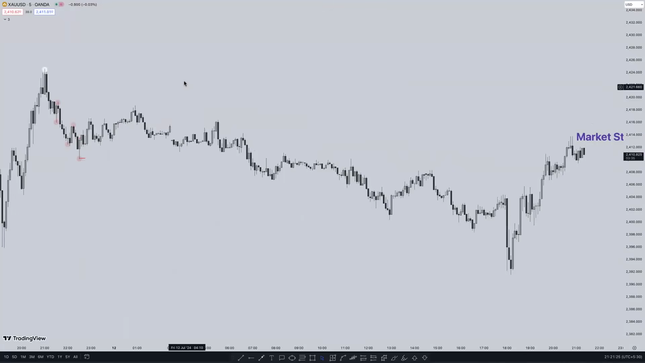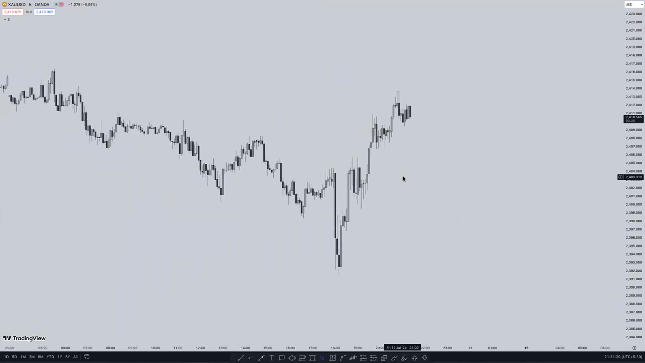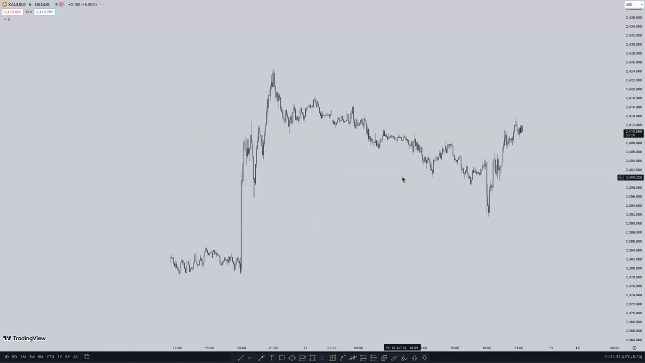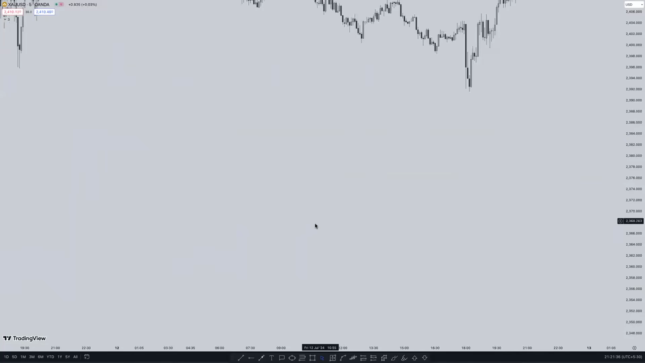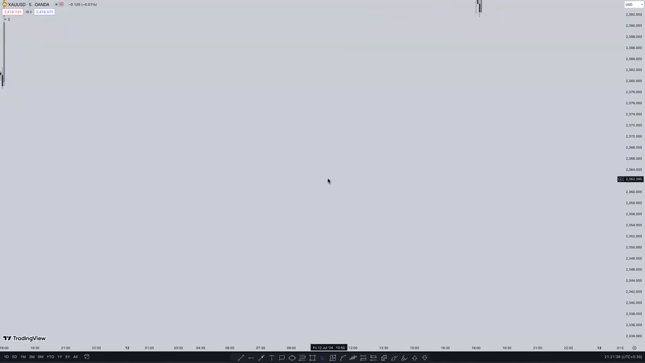So this is our 5 minute chart here, and we can mark any time frame, any currency pair, everywhere, right? So first of all, you need to understand it in a drawing. Then we are going to understand it on a live chart.